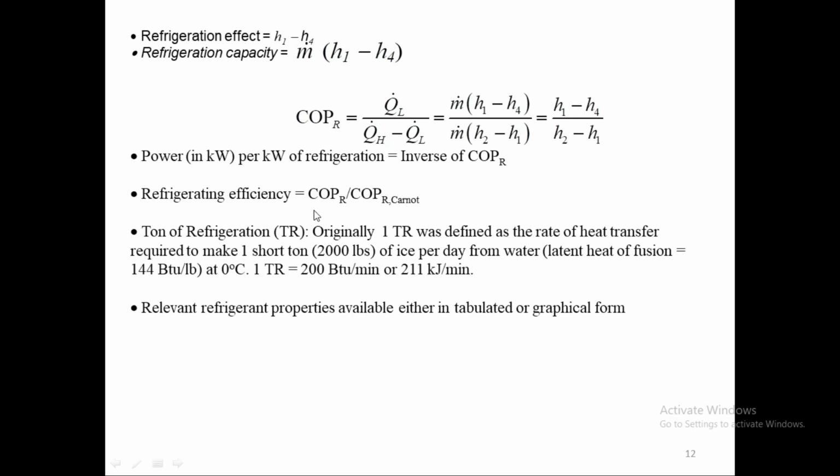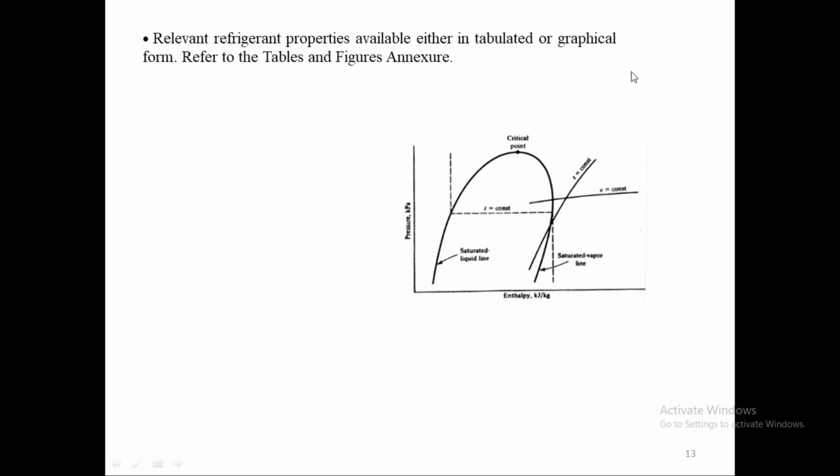And refrigerating efficiency is COPR divided by COPR of the Carnot, if we know the two temperatures, the low temperature and the high temperature. Relevant refrigerant properties are available either in tabulated form or graphical form. We have provided you with figures and tables and a booklet on your drive, so you should look into that. There you will find all the refrigeration properties available either in tabulated or graphical form. Refer to tables and figures in the annexures.